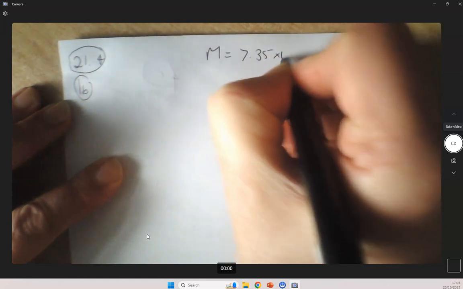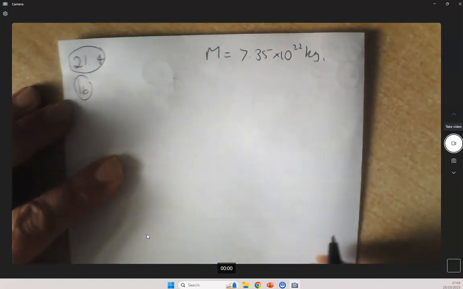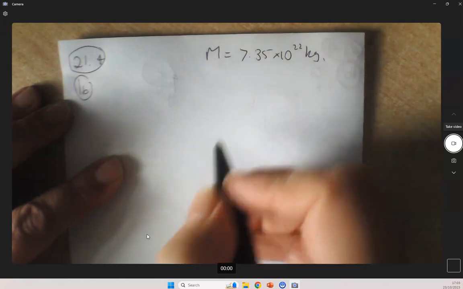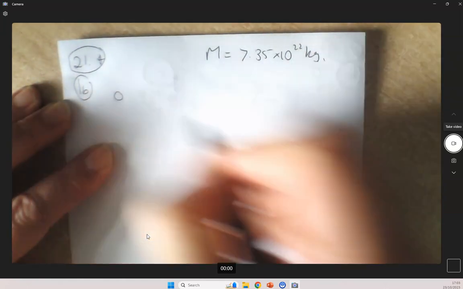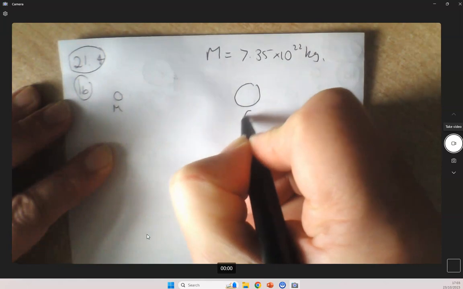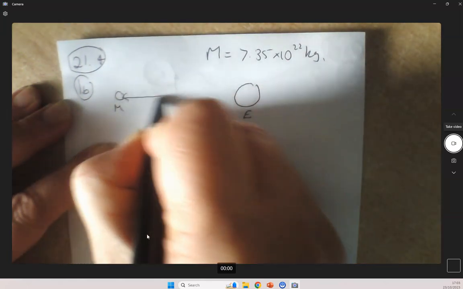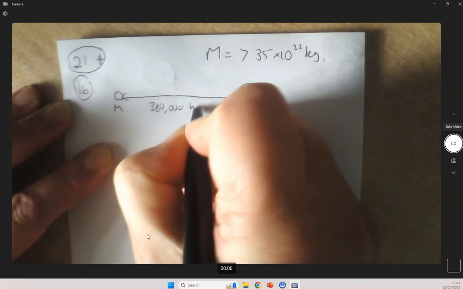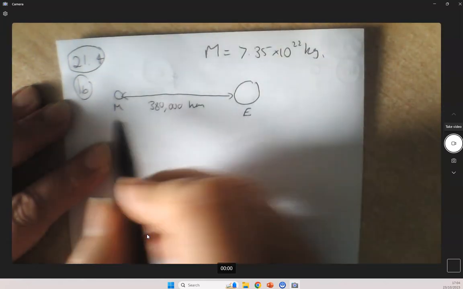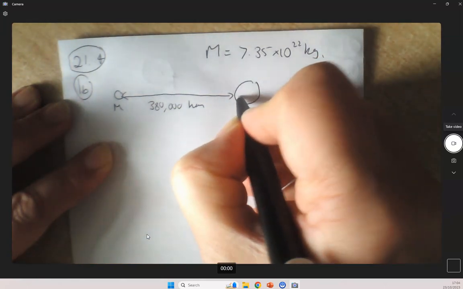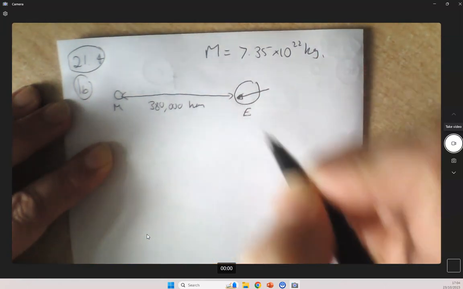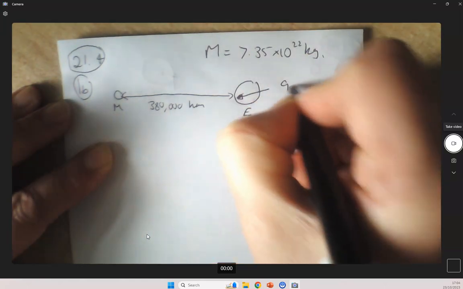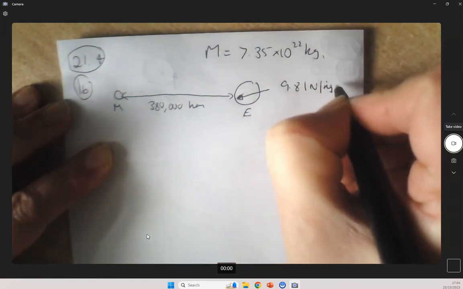And previously we've worked out that the mass of the Moon is 7.35 times 10 to the 22 kilograms, that we'll actually need as we figure this out. So we've got a scenario where we've got the Moon and we've got the Earth, and the separation they've told us between the two is 380,000 kilometres, and we already know that the gravitational pull of the Earth on the surface is 9.81 newtons per kilogram.